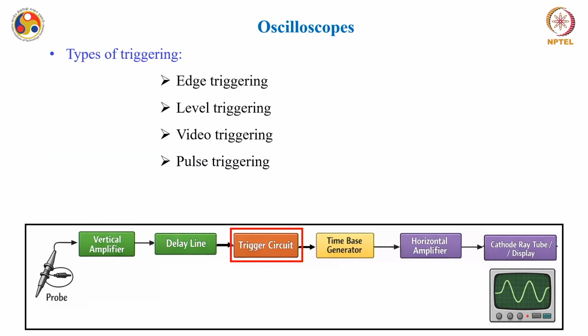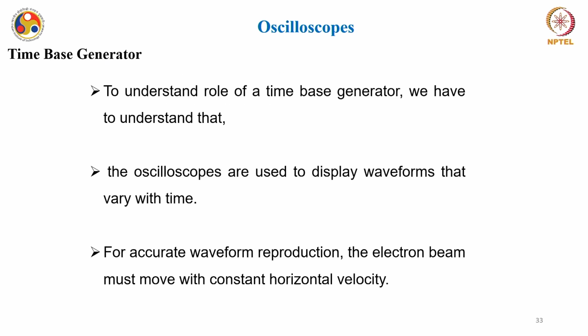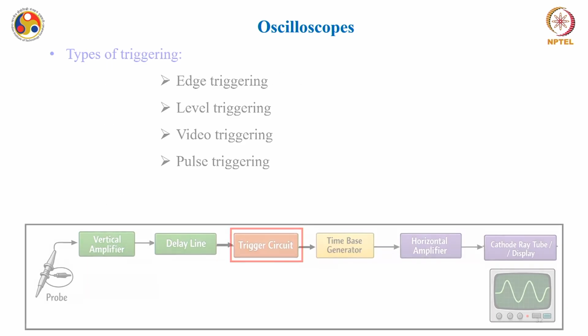Okay. There are different types of triggering, but edge triggering is very popular. In edge triggering, there is a threshold set by the user. Okay. And when the signal reaches this threshold, then only triggering happens. But then there are other kinds of triggering, like level triggering, video triggering and pulse triggering also available. Okay. So, depending on your requirement, you can use a particular type of triggering circuit.